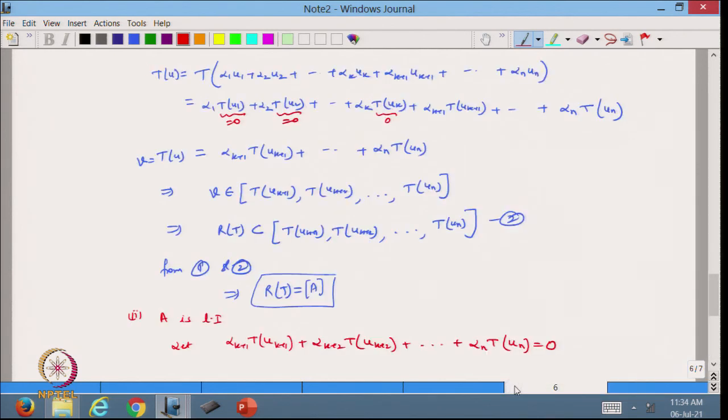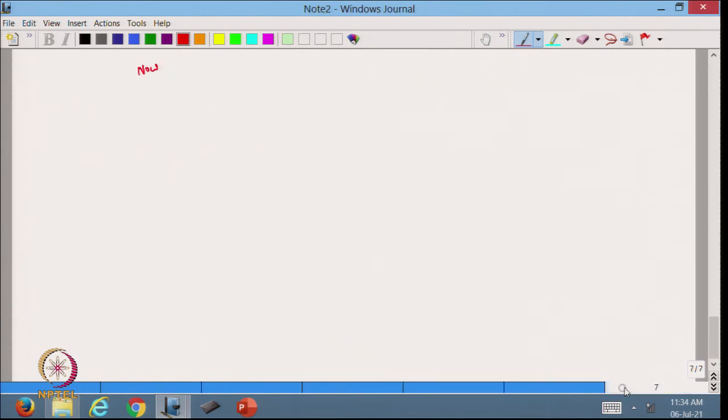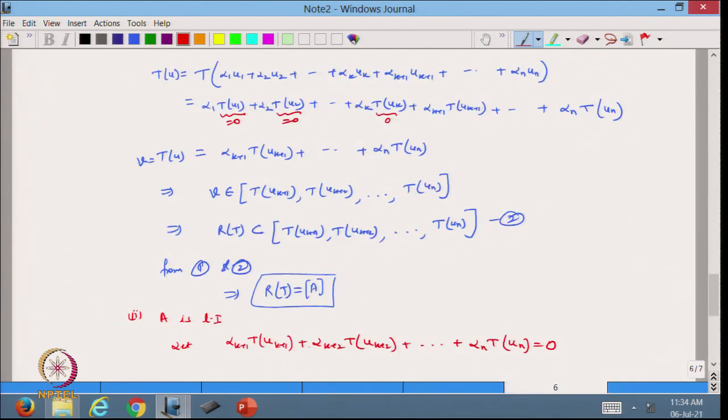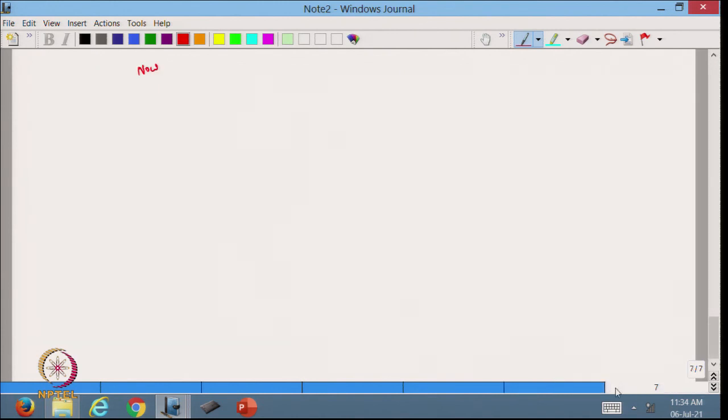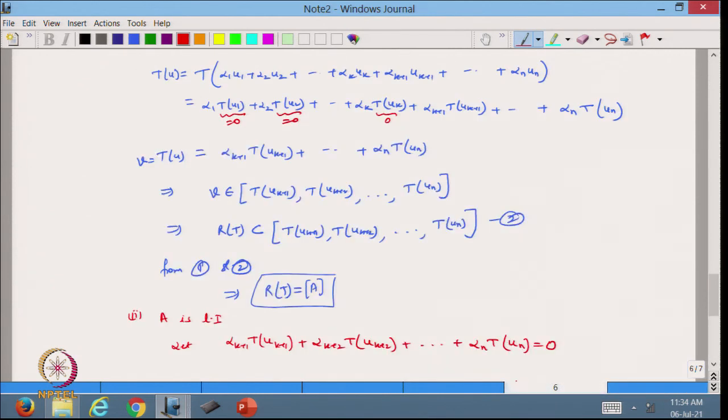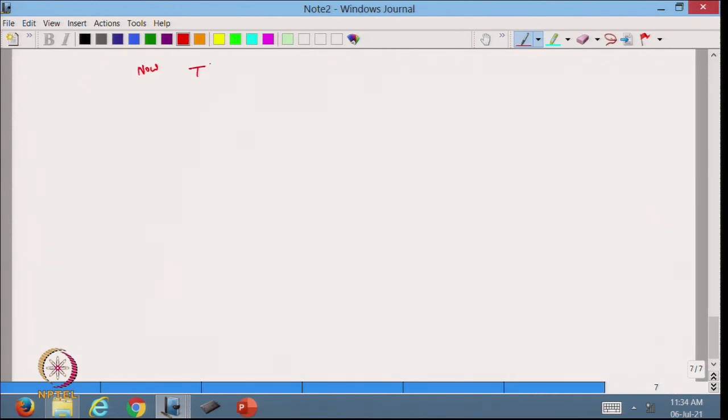So I need to show that this set A is linearly independent. It means we need to show that all these alpha k plus 1, alpha k plus 2 up to alpha n are all 0. Now, from here I can write that T of alpha k plus 1 u k plus 1 plus alpha k plus 2 u k plus 2 up to alpha n u n is equal to 0.